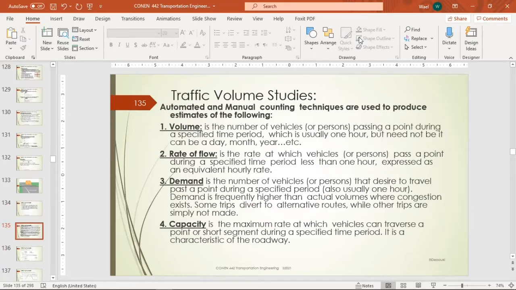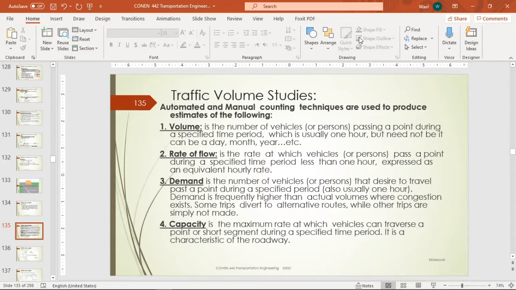There are different ways of counting traffic. There are automated and manual counting techniques. And we are trying to produce or to estimate the following: the volume, which is the number of vehicles or persons passing a point during a specified time period. Usually it's 1 hour, but sometimes we go to a daily volume or monthly volume, okay? Then we are looking for the rate of flow.